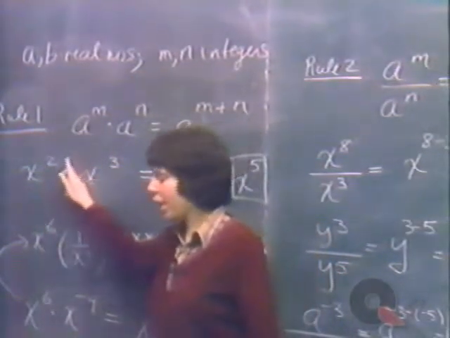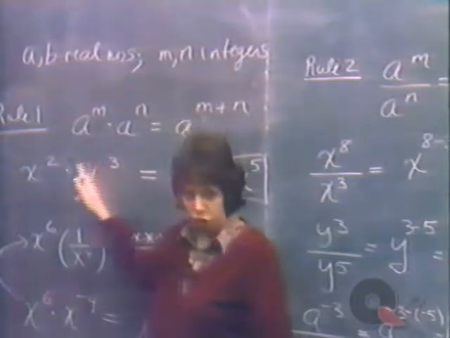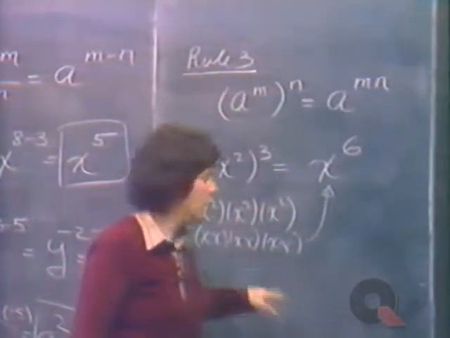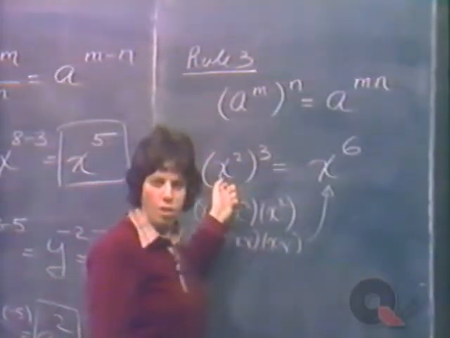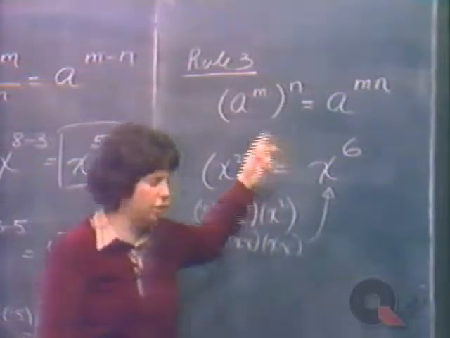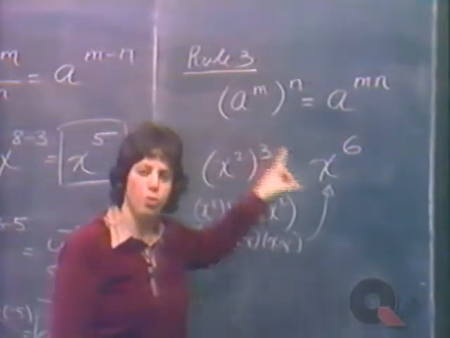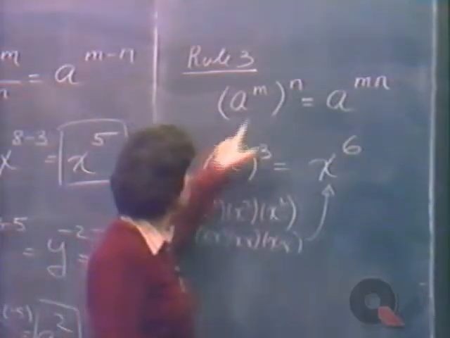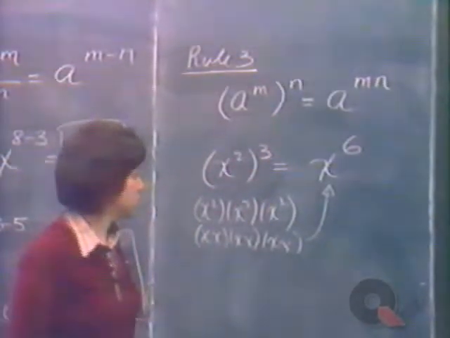This is x squared times x cubed. Here we have x squared to the third power. Okay, here the base only appears once. Okay, it's not x squared times x cubed, but x squared to the third power. The base appears only once. You multiply the powers.